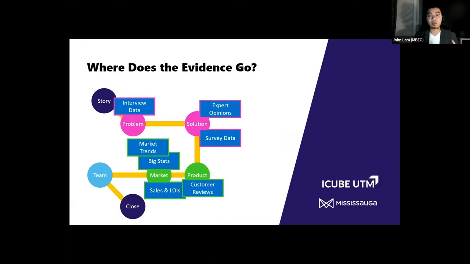Simple as that. And then from there, you can manipulate it and put it in different places depending on the audience and depending on the situation in which you are pitching.